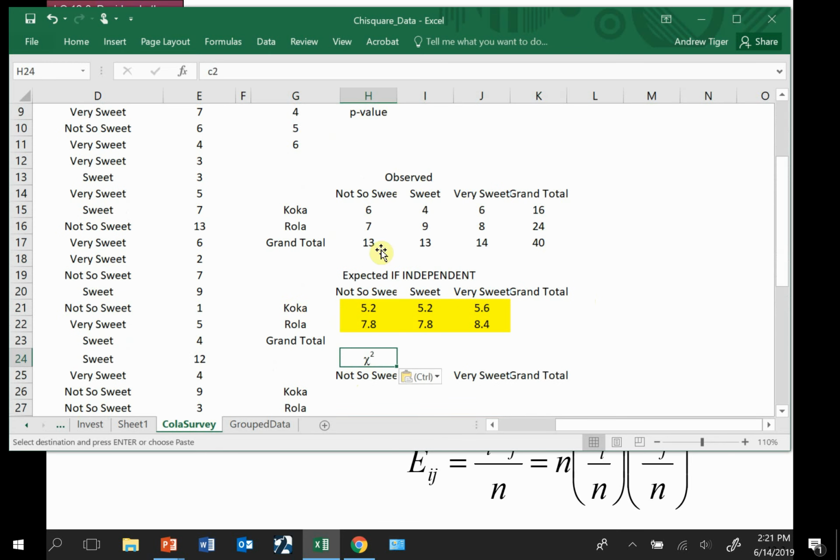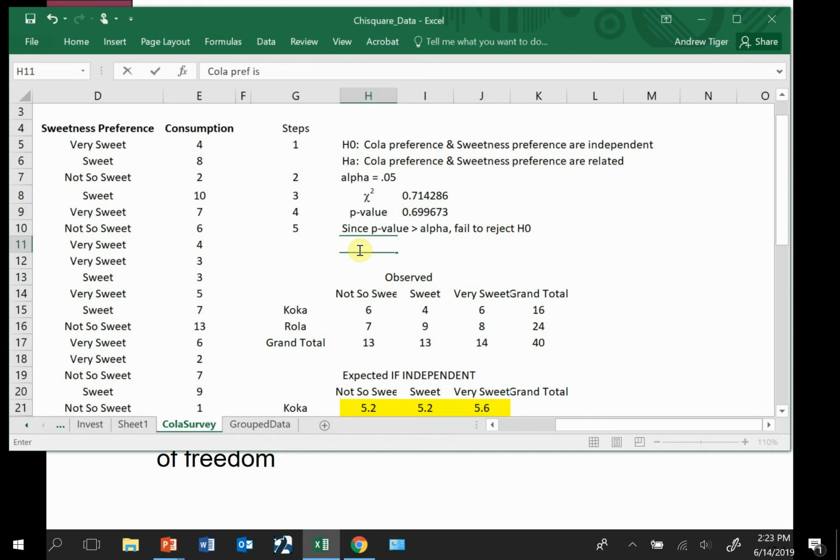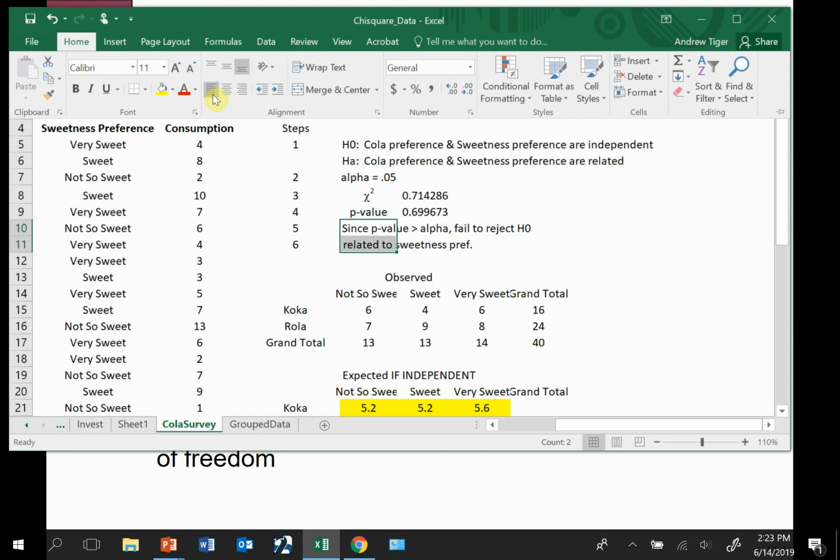Now we compare p-values. Since the p-value is greater than alpha, we fail to reject H0. For this problem, our p-value is bigger than alpha. That means that the likelihood that that's true is pretty high. So we don't want to reject it, so we fail to reject it. And so it says that they are independent, so we say that cola preference is not related to sweetness preference. Okay, that is doing a chi-squared test of independence in Excel.